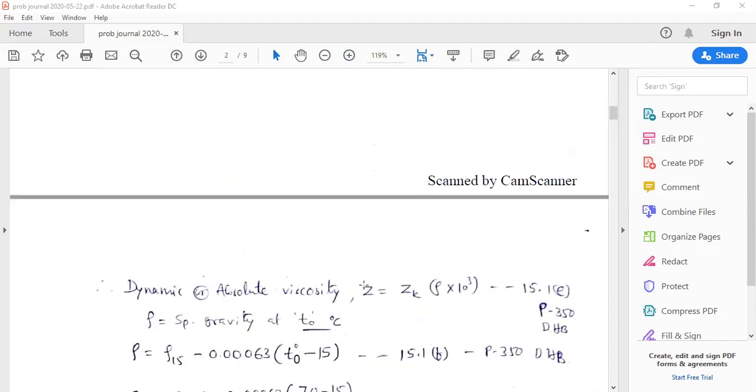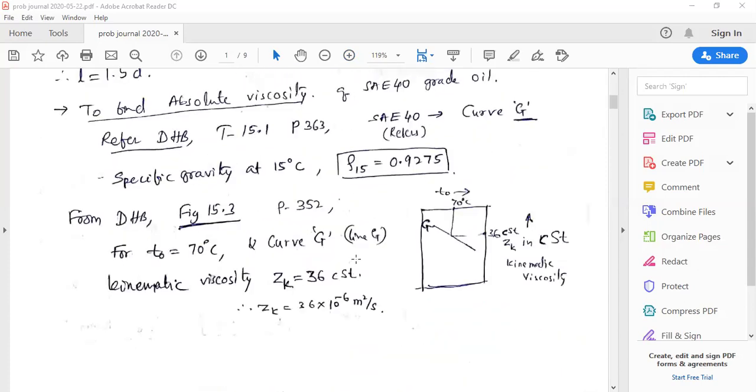In the third main step, what are the things that we have to carry out? One is, according to the given name of the oil, we have to identify the name of the line. With respect to that, the specific gravity at 15 degrees centigrade also we have to list or note down here. Then, by referring to figure 15.3 and with respect to the given operating temperature of 70 degrees centigrade; suppose the operating temperature is not given, in that case you can assume 70 degrees itself.